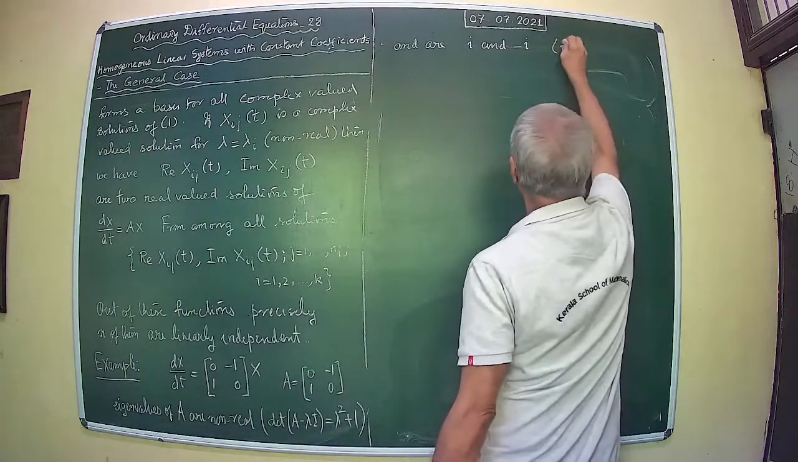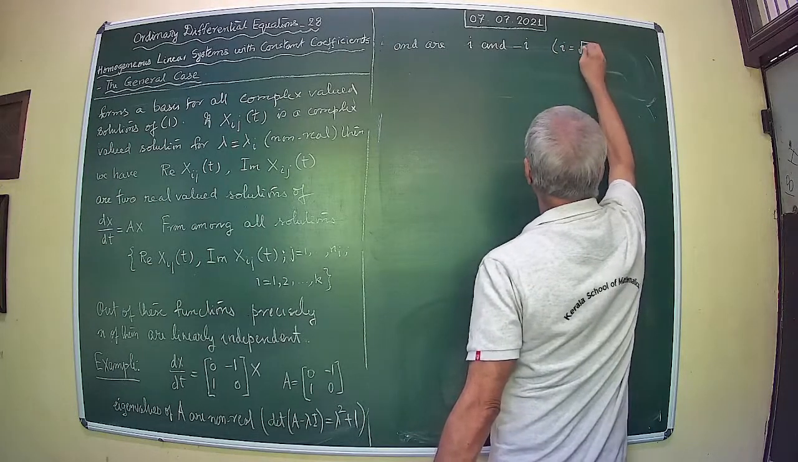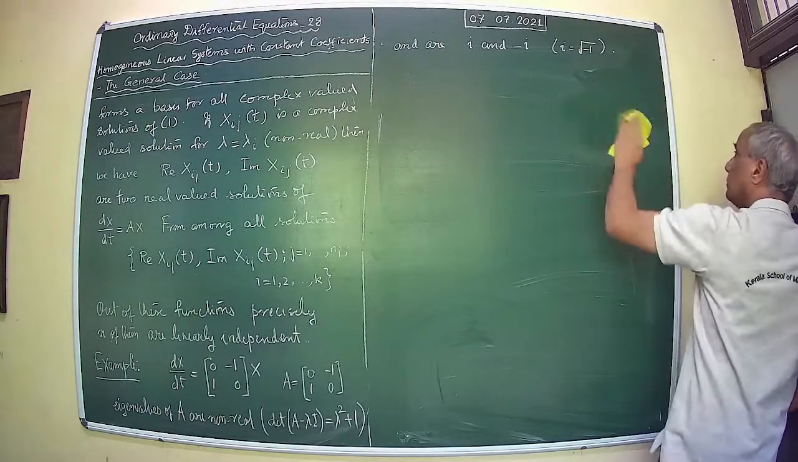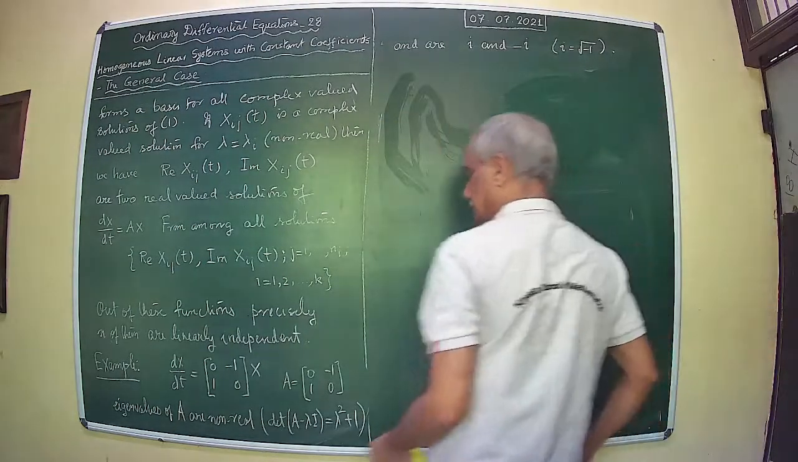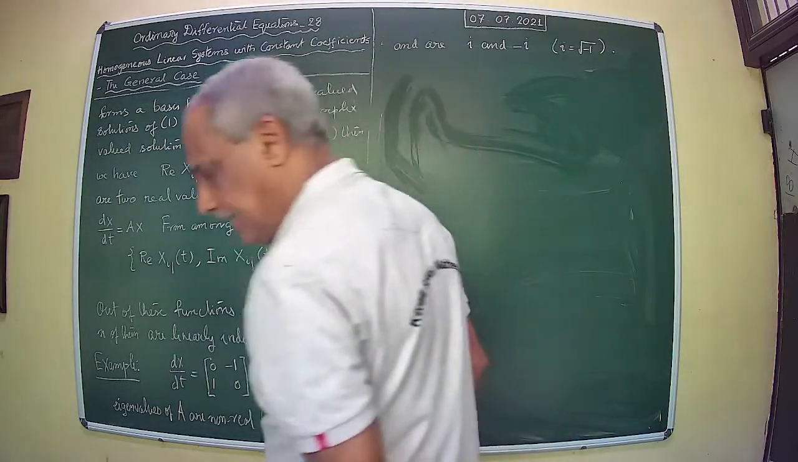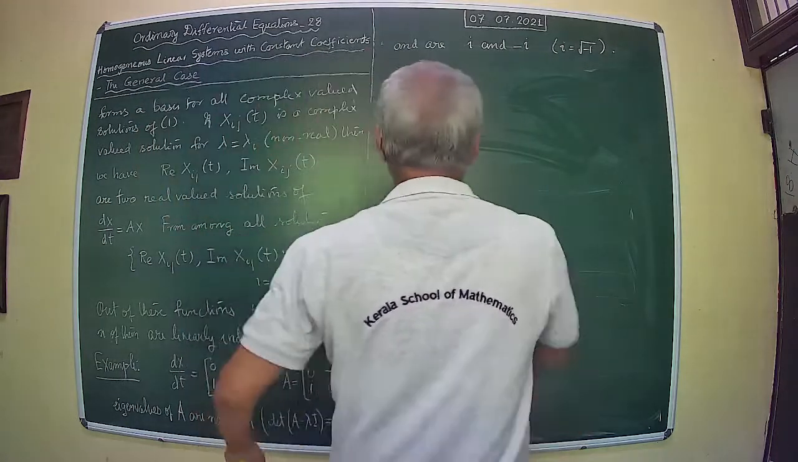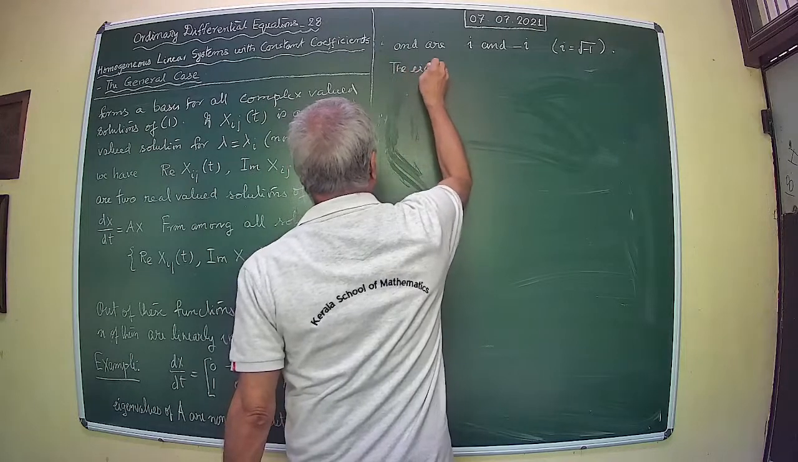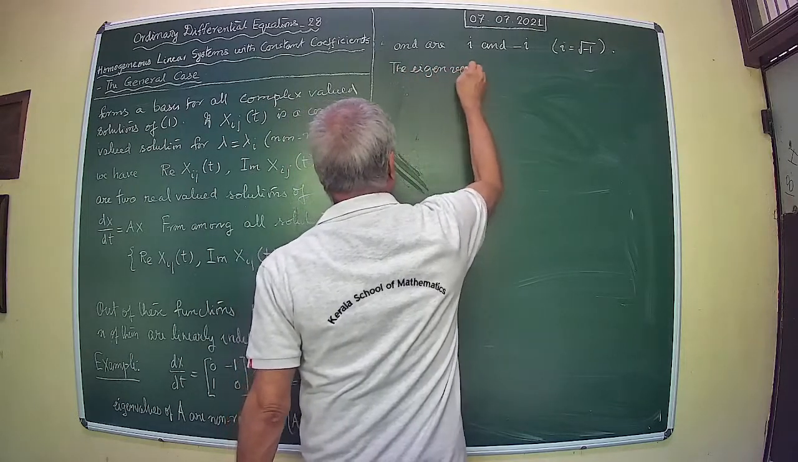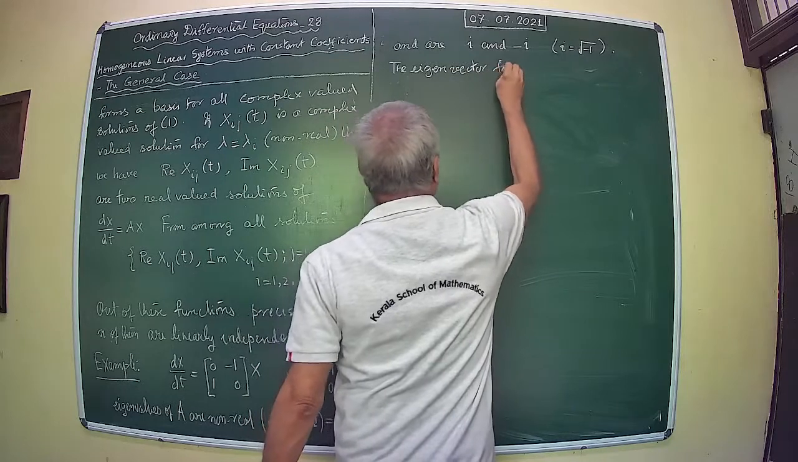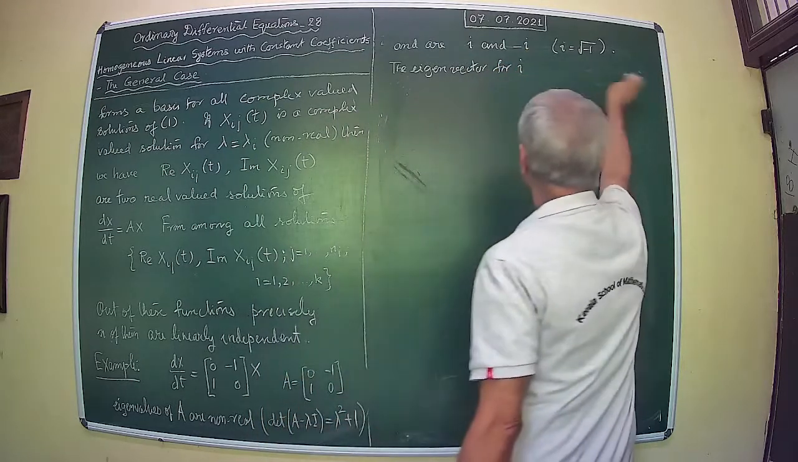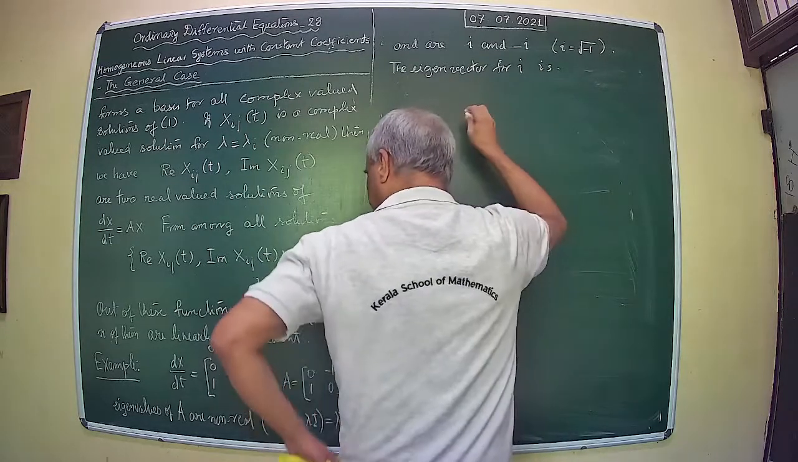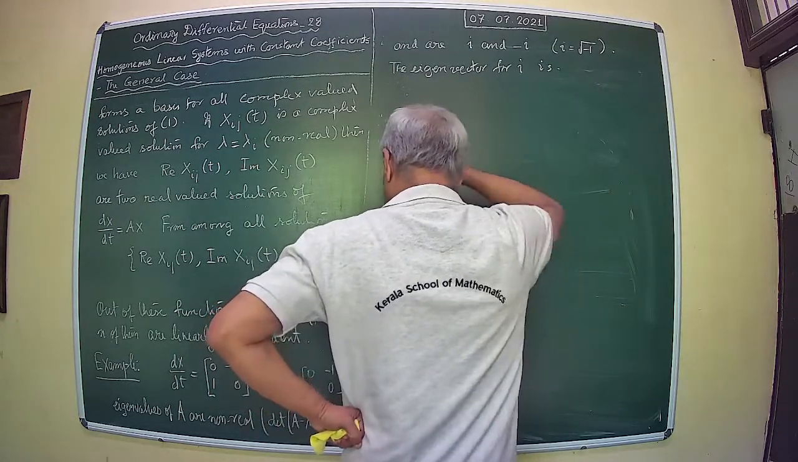Where I is equal to the imaginary unit. What are the eigenvectors? The corresponding eigenvectors, okay, let us compute the eigenvector for the following. What do you have? We have to write A.